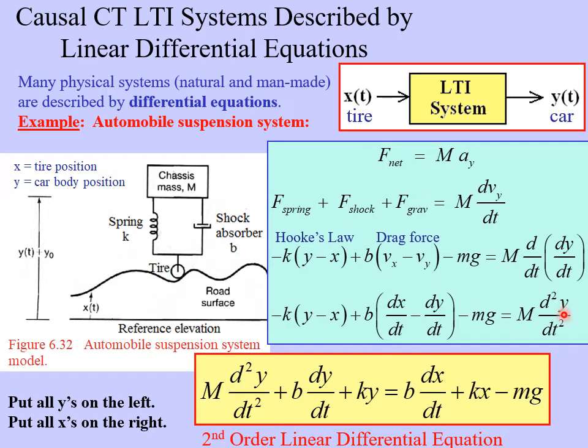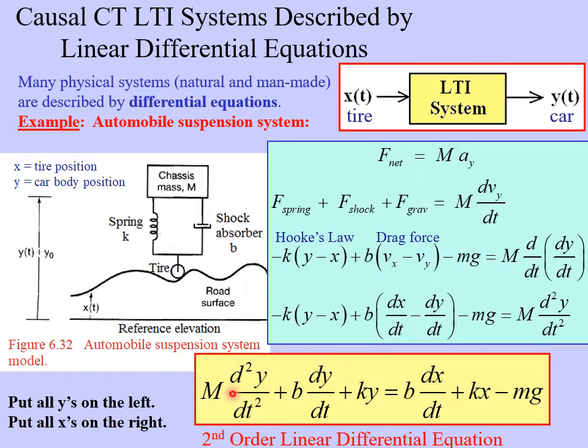In this case, it's d squared y dt squared because we're using y as the position of the car chassis up here. So, the next thing to do here is these velocities, vx and vy, are expressed as the derivatives of position. So the x velocity is dx dt, the y velocity is dy dt. And so finally, we can rewrite all this, and it's customary to put all the output variables on the left. So that's the y that we're going to want to solve for.